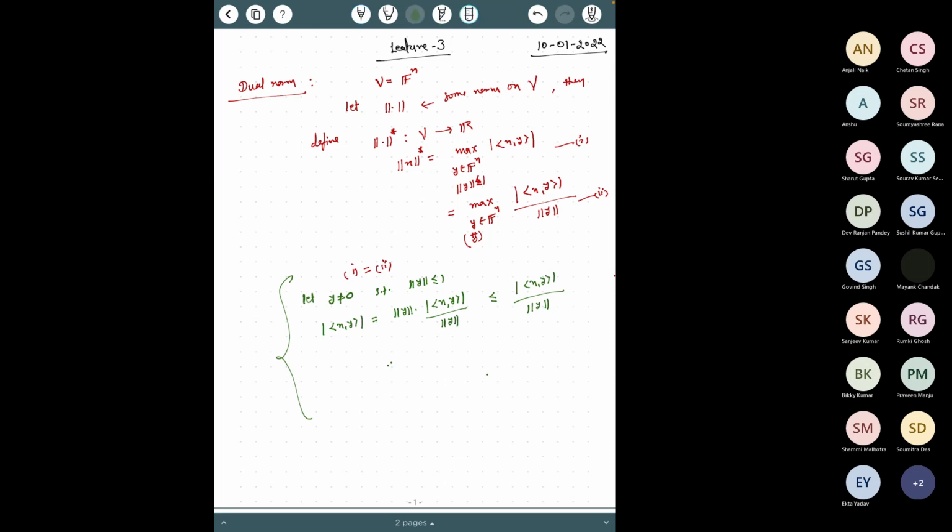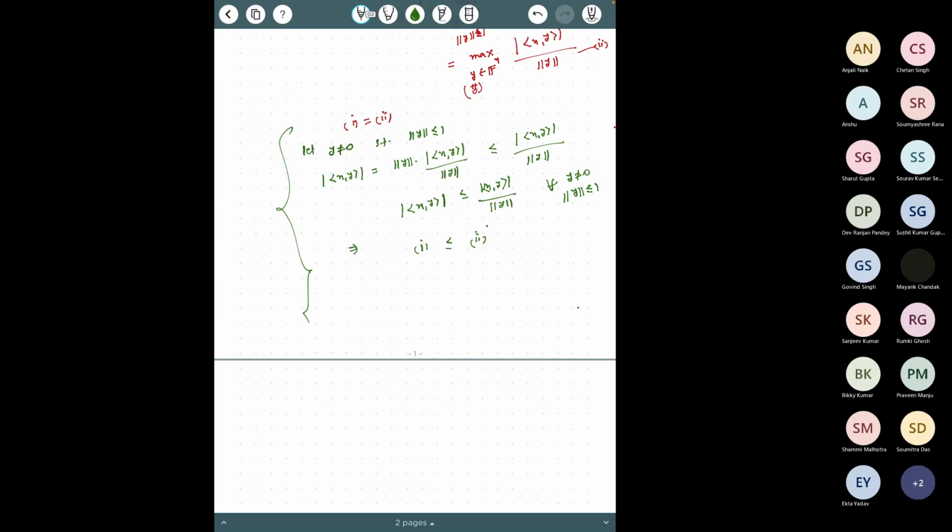So basically what we have is the following: for any y not equal to 0 whose norm is less than or equal to 1, the absolute value of the inner product of x with y is less than or equal to this. This is true for all y not equal to 0 with norm y less than or equal to 1. But what does it mean? This implies that if you take the maximum over all such vectors, then 1 is less than or equal to this. But similarly, you can show that 2 is less than or equal to 1.